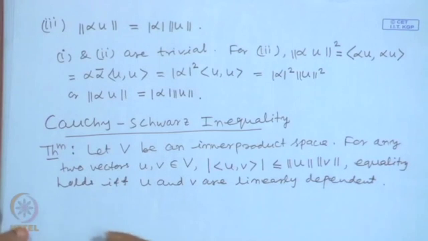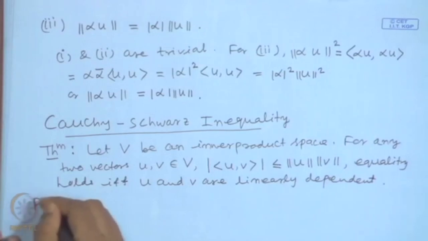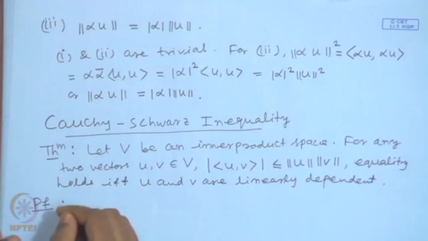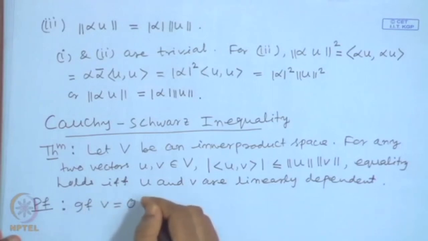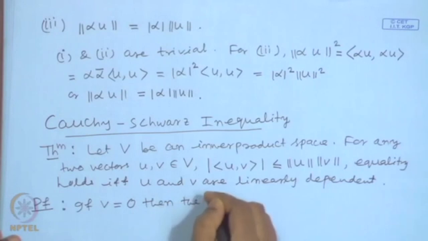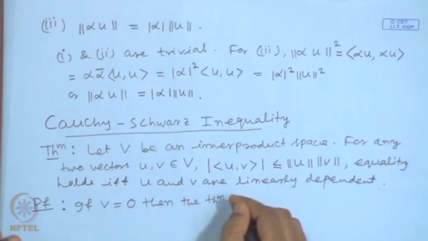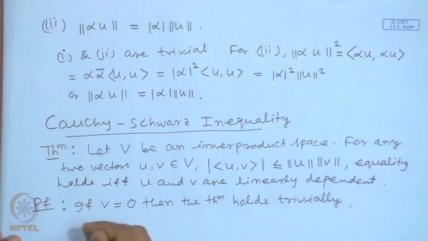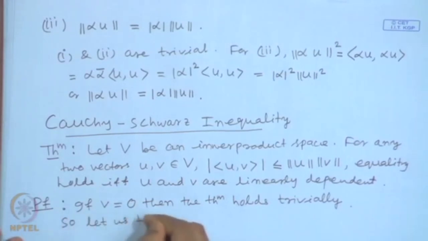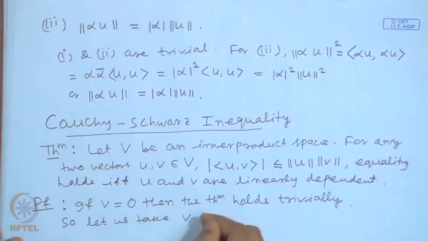So, since this is an important result, we shall see a proof of this theorem. Notice that if v is the 0 vector, then the theorem holds trivially. So, let us take v to be not the 0 vector, v a non-zero vector.